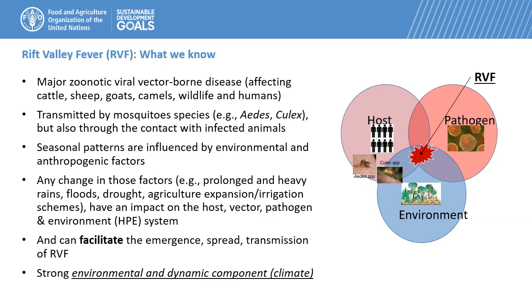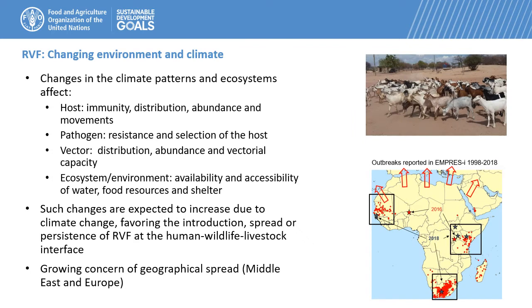So the disease has a strong environmental and dynamic component, the climate. Changes in the climate patterns and ecosystem can affect the host in terms of immunity, distribution, abundance, and movement, the pathogens in terms of resistance and selection of the host, the vector, so its distribution, abundance, and vectorial capacity, as well as the ecosystem, the environment, in terms of availability and accessibility of water, food resources, and shelter for the host and the vector. Some changes are expected to increase in the future due to climate change, favoring the introduction, spread, or persistence of Rift Valley fever at the human-wildlife-livestock interface.